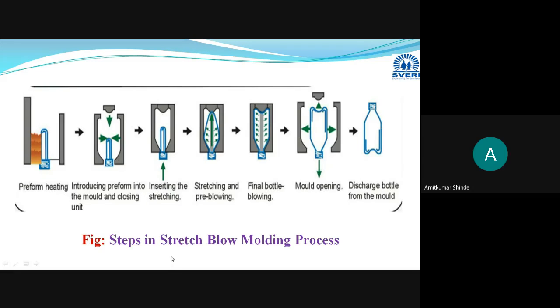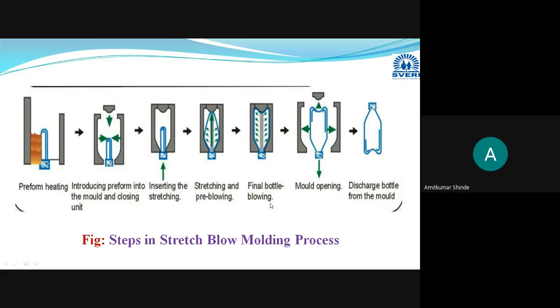This is termed as stretch blow molding process. Why is it termed as stretch blow molding process? Initially we are taking that parison in the preheated form, and after that we are stretching it lengthwise, and after that we are stretching its diameter with a small amount of compressed air, and after that we are performing the final blowing operation.